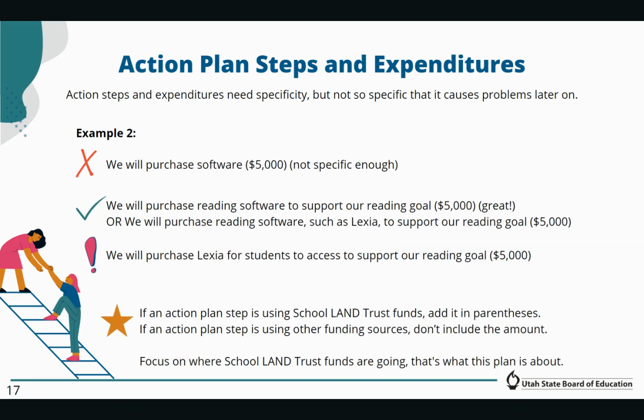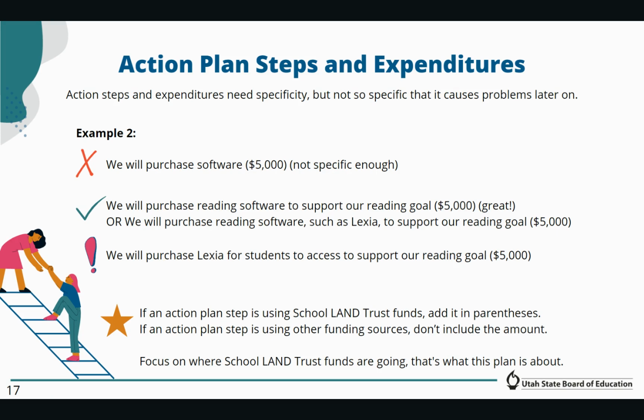Another example of an action plan step that is not specific enough is, we will purchase software. A better way to write this step is, we will purchase reading software to support our reading goal. Or, we will purchase reading software, such as Lexia, to support our reading goal.